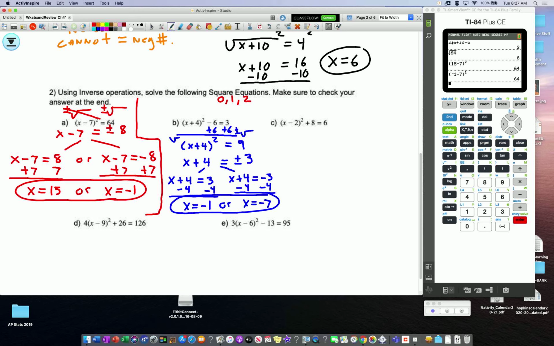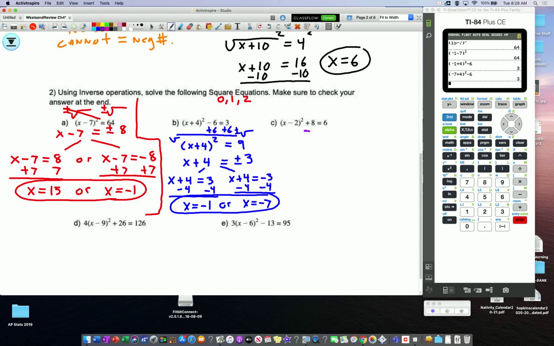Again, I'm going to check my answer real quick. So the first answer was negative 1. We go negative 1 plus 4 squared minus 6. So when I hit enter here, I better get 3. That's a good sign. Parentheses, negative 7 plus 4, close parentheses, squared, minus 6. That also better be 3. Sweet. 2 for 2. Notice how I've gotten two solutions on the first two. All right, let's do the next one.